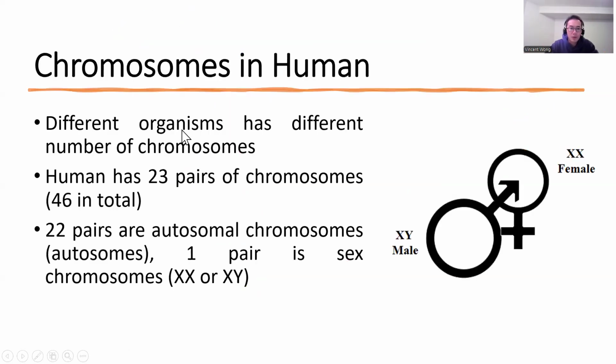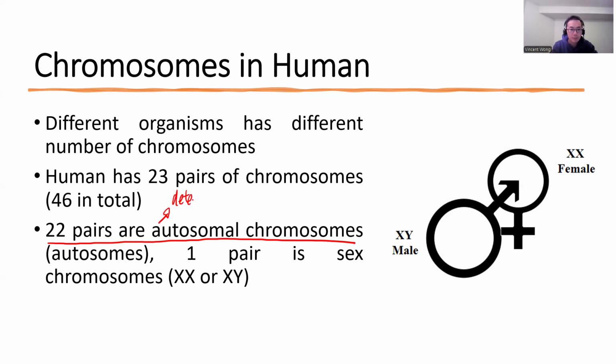In humans, you should know by now, we have 46 chromosomes, 23 pairs in total. 23 from mom, 23 from dad, and then when the sperm fertilizes the egg, you get the full set of chromosomes. Of the 23 pairs of chromosomes, 22 pairs of them are autosomal chromosomes, or simply just autosomes.